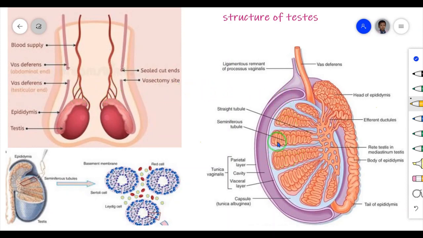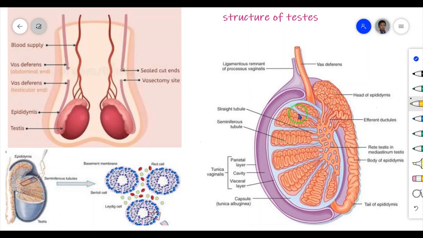This is a cross section of testis. Now see the parts: capsule, that is tunica albuginea, tunica vaginalis, then seminiferous tubules, then vas deferens, and epididymis. The epididymis has three regions: head of epididymis, body of epididymis, tail of epididymis, and the efferent ducts. These parts are present in the cross section.